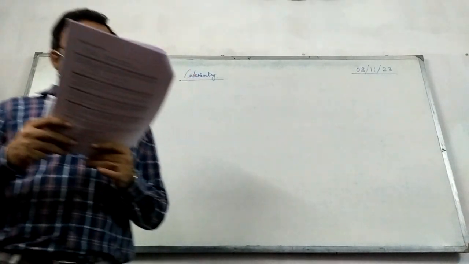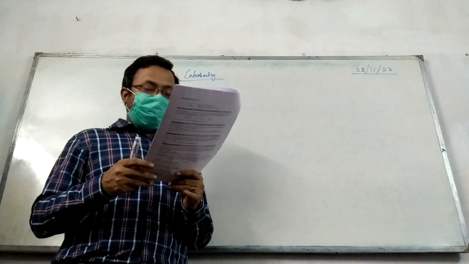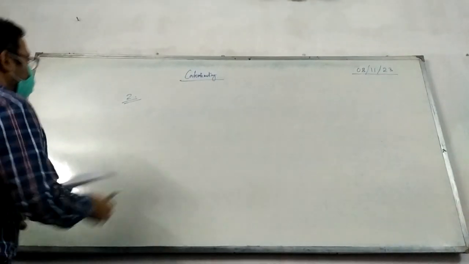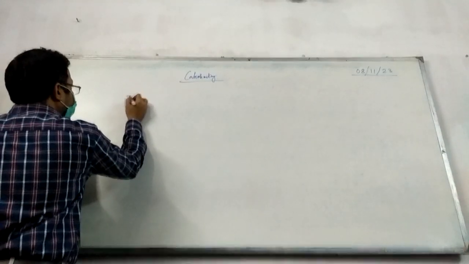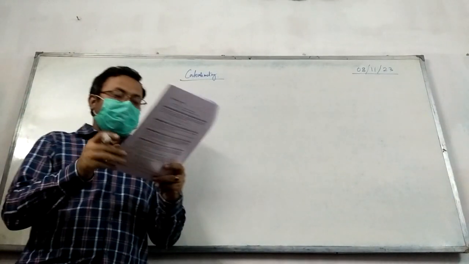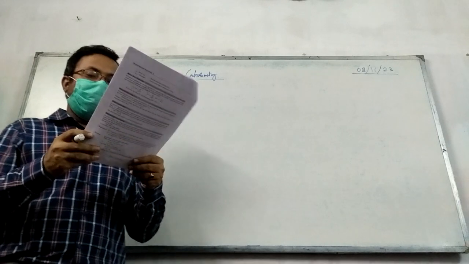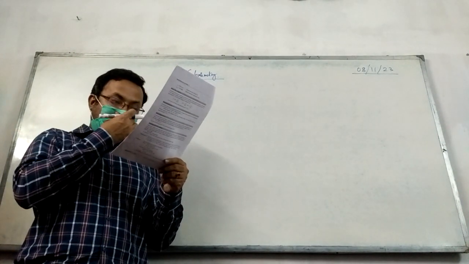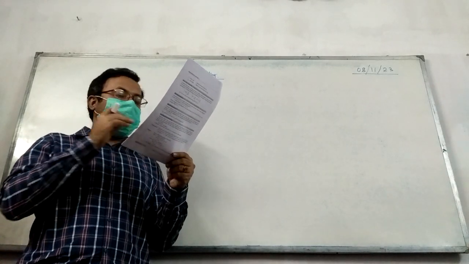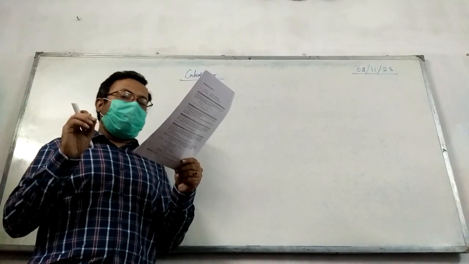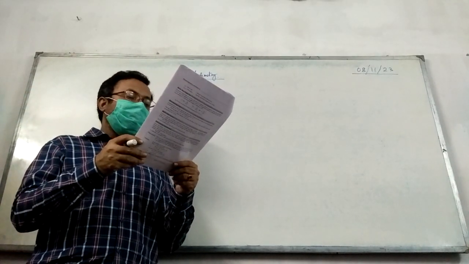Okay? Now we have a question which requires the concept of the principle of calorimetry. Question number 3. Read the question carefully. It says: steam at 100 degrees Celsius is passed into a calorimeter of water equivalent 10 gram containing 74 cc of water and 10 gram of ice at 0 degrees Celsius. If the temperature of the calorimeter and its content rises to 5 degrees Celsius, calculate the amount of steam passed.